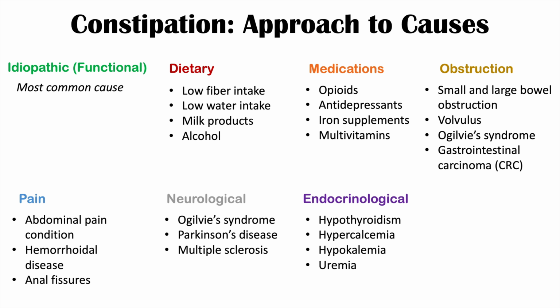Endocrinological conditions can also cause constipation. These can include hypothyroidism, a low-functioning thyroid. This is going to lead to reduced gastrointestinal motility, so it's going to lead to constipation. Hypercalcemia, so a high level of calcium in the blood, can also lead to constipation. Hypokalemia, or a low level of potassium in the blood, can lead to constipation as well. And uremia, which we may see in chronic kidney disease. And then some psychological causes of constipation include depression. So depression can also cause a patient to have issues with constipation as well.